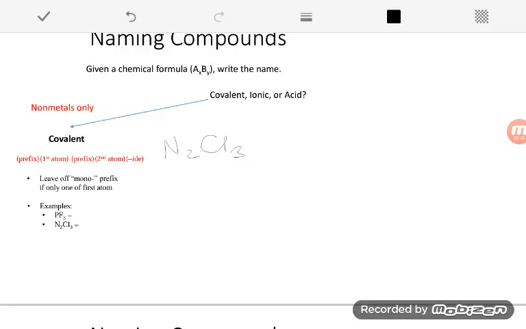Let's look at another example. N2Cl3. All right, we don't have one of the first guys, so we are going to use a prefix. The prefix for 2 is di. So I use the prefix and then just write the name, nitrogen. So dinitrogen. We have 3 of the second thing, so he gets the prefix tri. And his name is chlorine, so I'm going to change that to chloride. Dinitrogen trichloride. So naming covalent compounds is pretty straightforward as long as you know your prefixes.